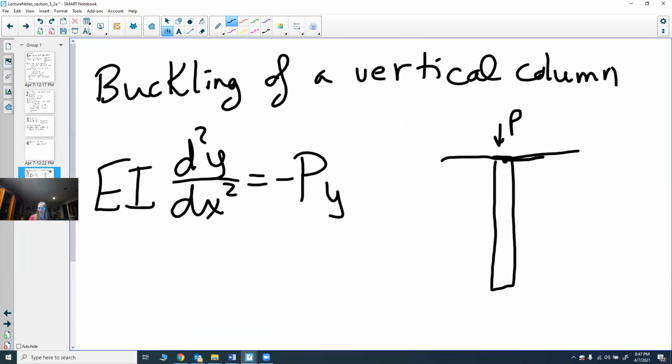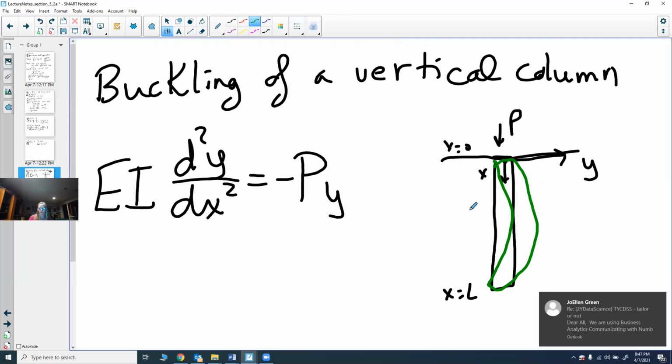Again, I need an axis here. I'm going to call this Y this direction and positive X down this way. This is X equals 0 up here, and we're going to move along here. This is X equals L down here. And we're going to put a P on there. We're going to put a load on there, and this thing's going to buckle a little bit. So the column will actually buckle a little bit, and we get something that looks like this. And so this is kind of what we want to look at, what's happening with this.